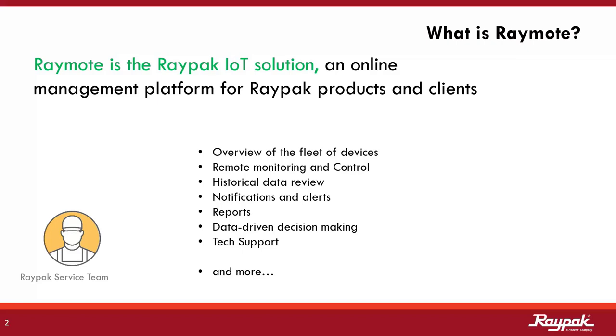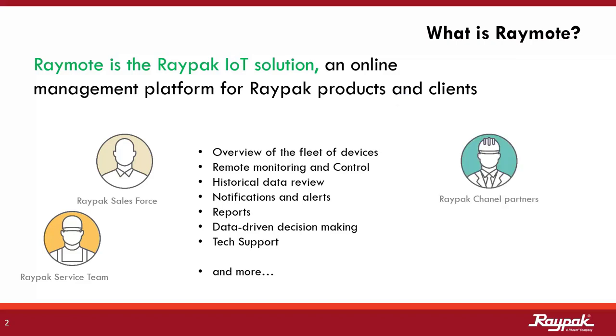Raymote is a tailored solution for our Raypak service team. They can provide remote service and have a better understanding of problems in the field. By the same token, the Raypak sales force is provided with the ability to monitor and create a structure of their networks and regions. The Raypak channel partners also benefit from this tool, as they can offer monitoring services and ensure uptime 24/7 to their customers. Finally, the Raypak clients benefit from the peace of mind of controlling and monitoring our products in the field.